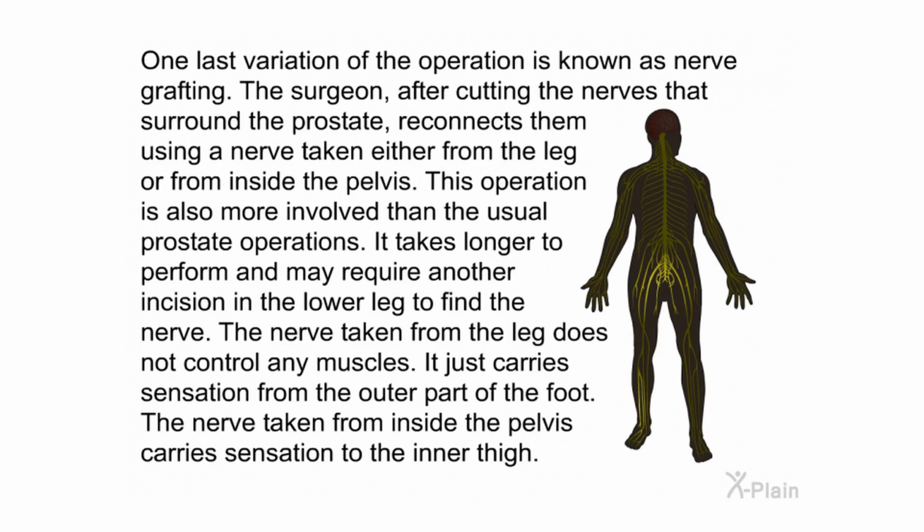One last variation of the operation is known as nerve grafting. The surgeon, after cutting the nerves that surround the prostate, reconnects them using a nerve taken either from the leg or from inside the pelvis. This operation is also more involved than the usual prostate operations. It takes longer to perform and may require another incision in the lower leg to find the nerve. The nerve taken from the leg does not control any muscles, it just carries sensation from the outer part of the foot. The nerve taken from inside the pelvis carries sensation to the inner thigh.